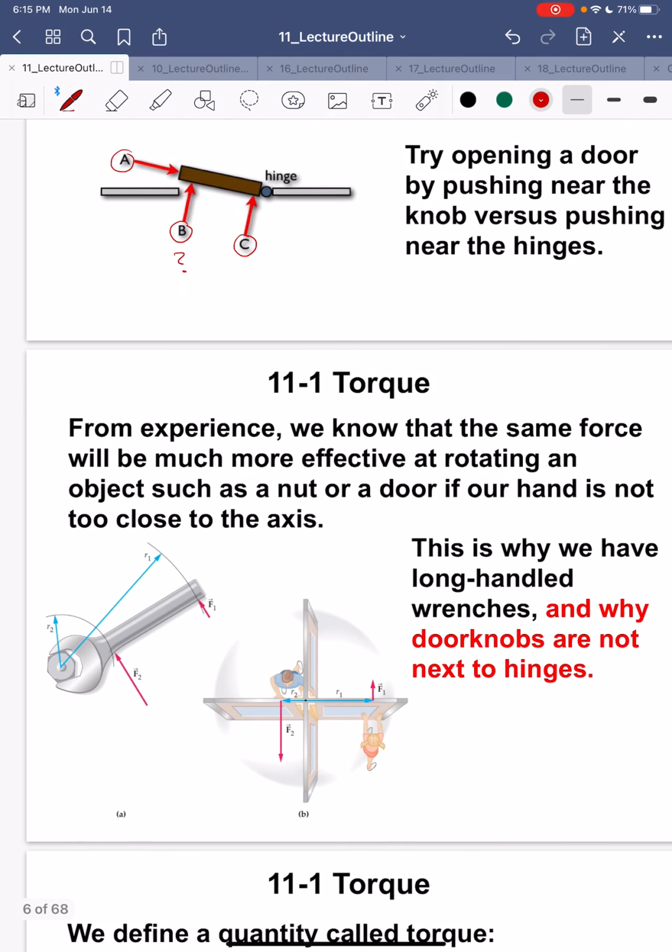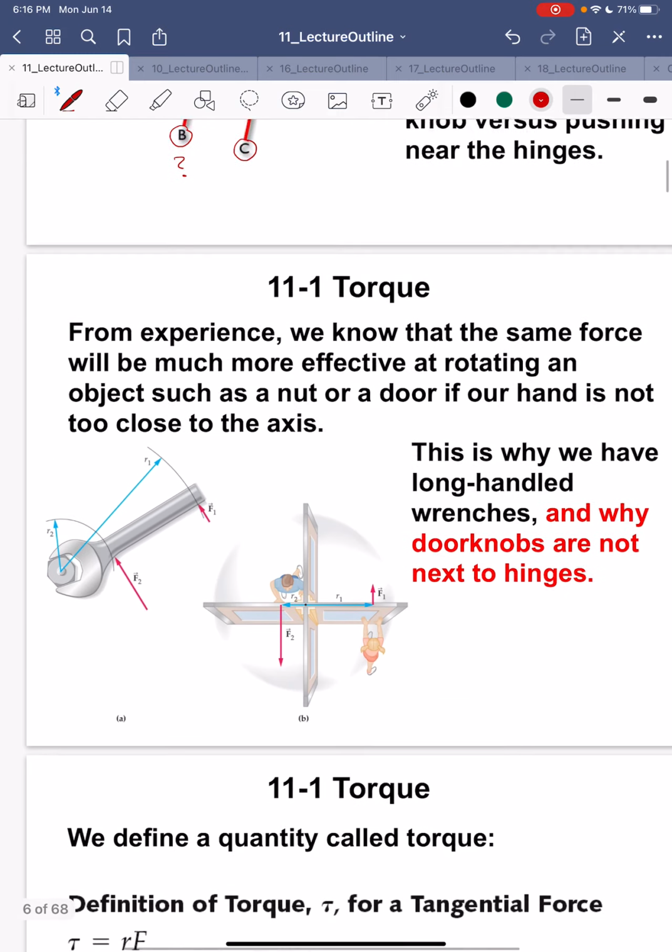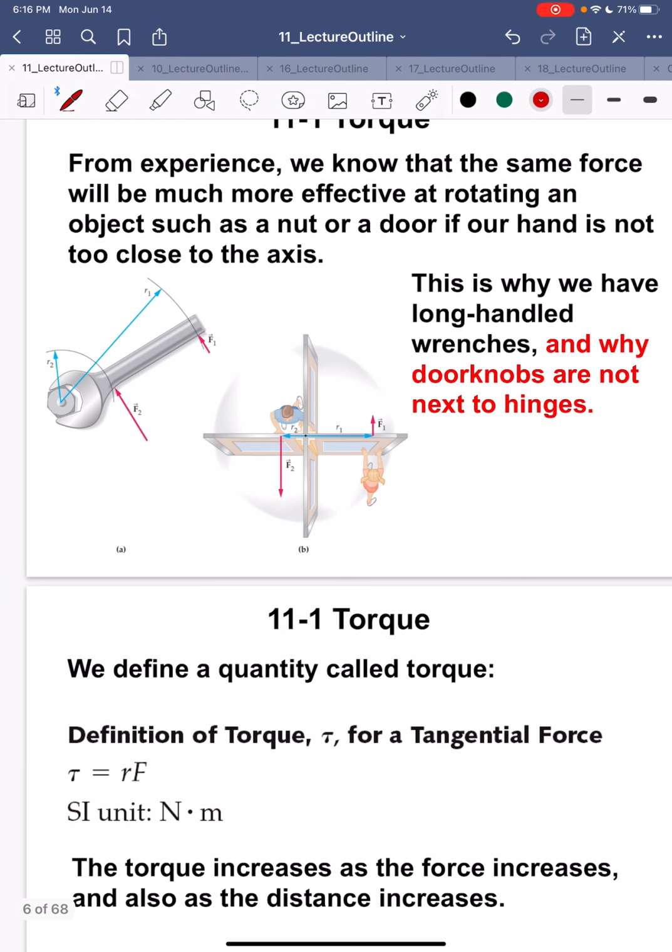Now, from experience, and I think everybody did this in one way or another, we know that the same force will be much more effective in rotating when it is not too close to the axis. Okay, and we feel it. Try this. Go to the door of your room and try to apply a force far from the axis of rotation, or the hinge, and try another force very close. This is why we have long handle wrenches and why doorknobs are not next to hinges.